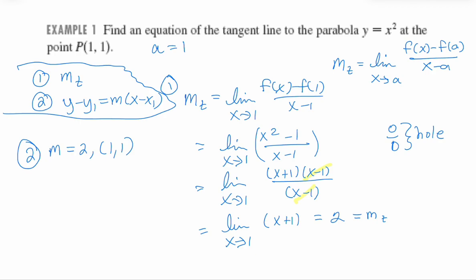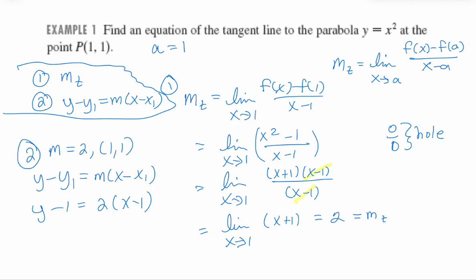It's just the point slope formula. Now, if I want to find an equation of a line and I have a point and a slope, I'm going to use y minus y1 equals m times x minus x1. So let's plug everything in. So it's y minus 1 equals 2 times x minus 1.